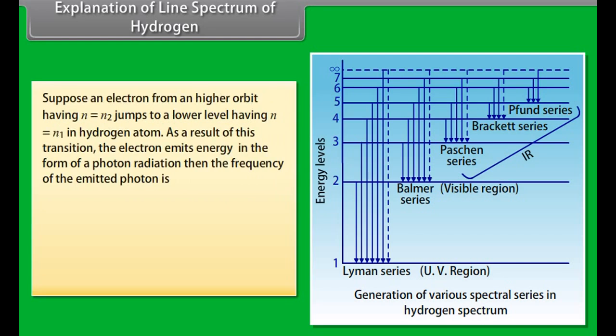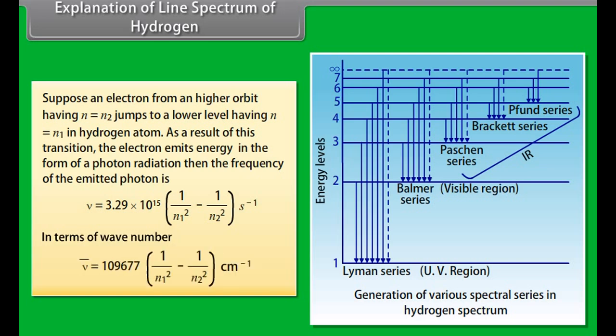Suppose an electron from a higher orbit having n is equal to n2 jumps to a lower energy level having n is equal to n1 in the hydrogen atom. As a result of this transition, the electron emits energy in the form of photon radiation. Then the frequency of the emitted photon is equal to 3.29 into 10 raised to the power 15 into 1 by n1 square minus 1 by n2 square per second. In terms of wave number, it is 109677 into 1 by n1 square minus 1 by n2 square per centimeter.